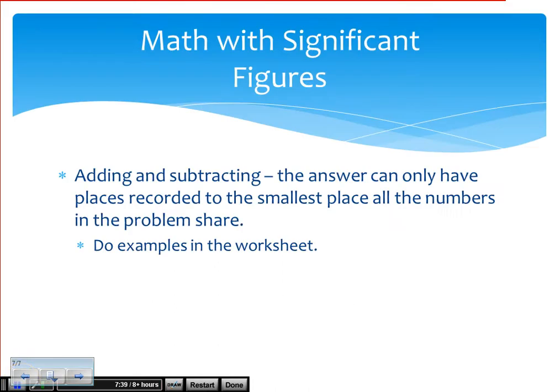When you're adding and subtracting now, it's a different operation. They have different orders of operations than multiplication and division. So when you do this, we have a different rule for adding and subtracting. In this case, you can only report the answer to the smallest place that all the numbers, or values, measurements, whatever you want to say, have in common. So again, let's do some examples, and you can see how this works in real life.